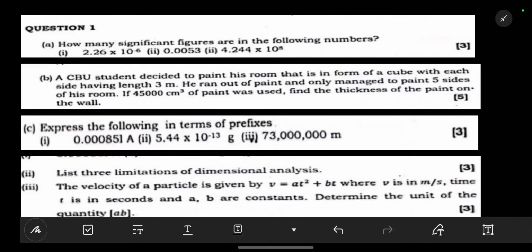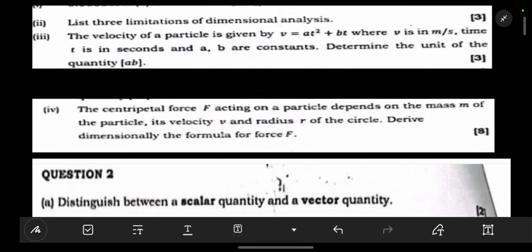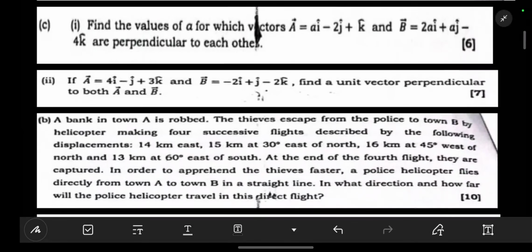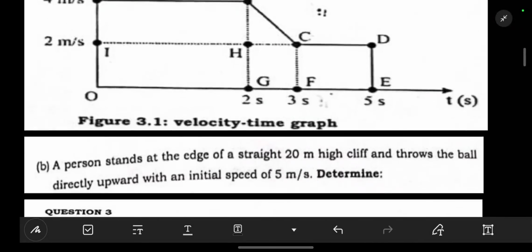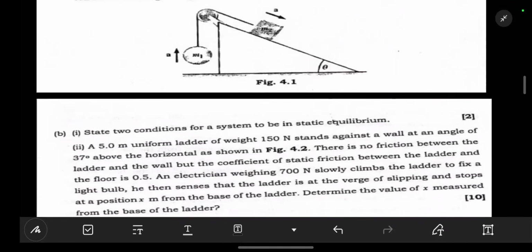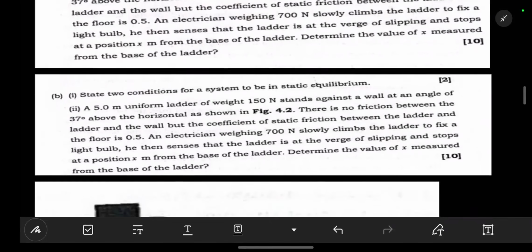So here today we are going to be looking at a physics full paper. As you can see, this paper is really good for any program that is related to NS. We are going to cover all these questions. As you can see, it covers all the questions from introduction to dynamics. So we can begin.